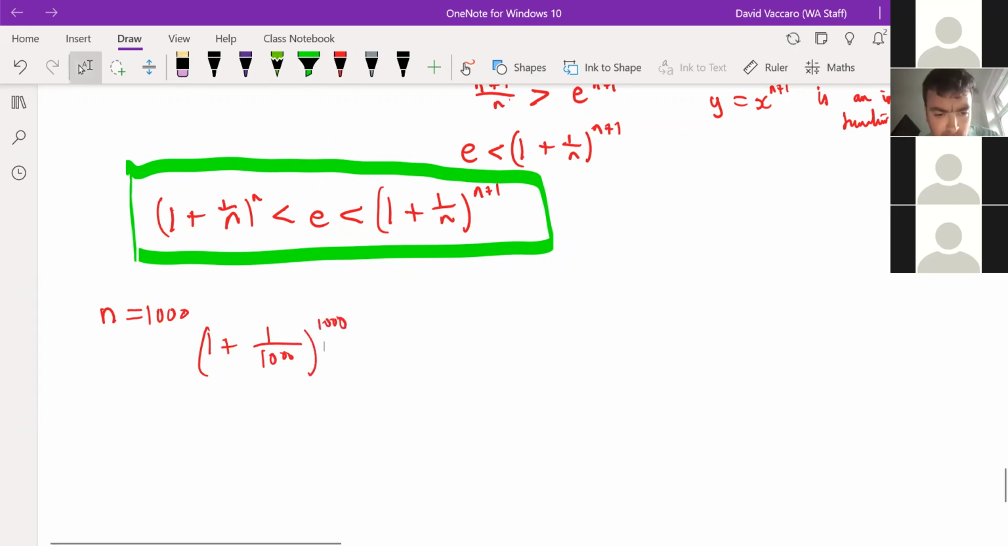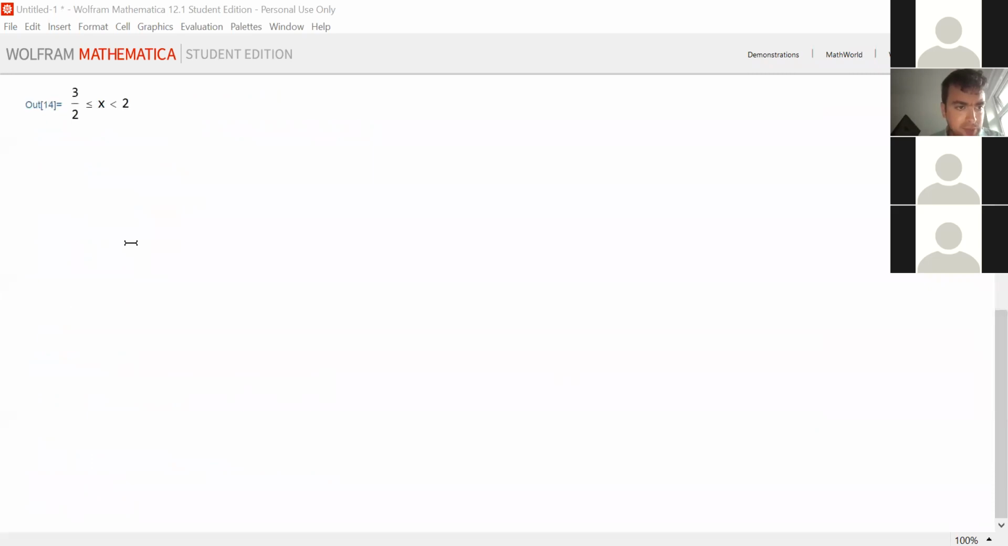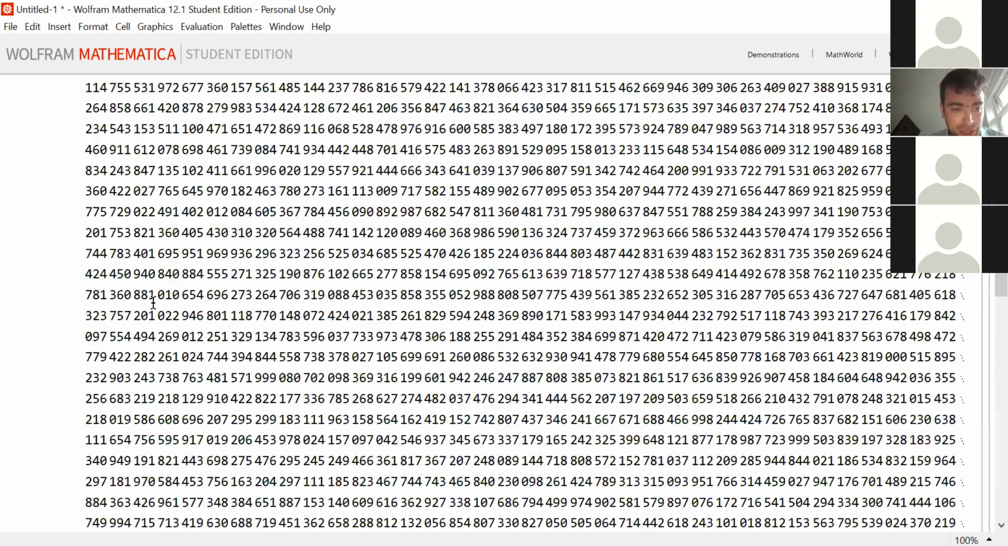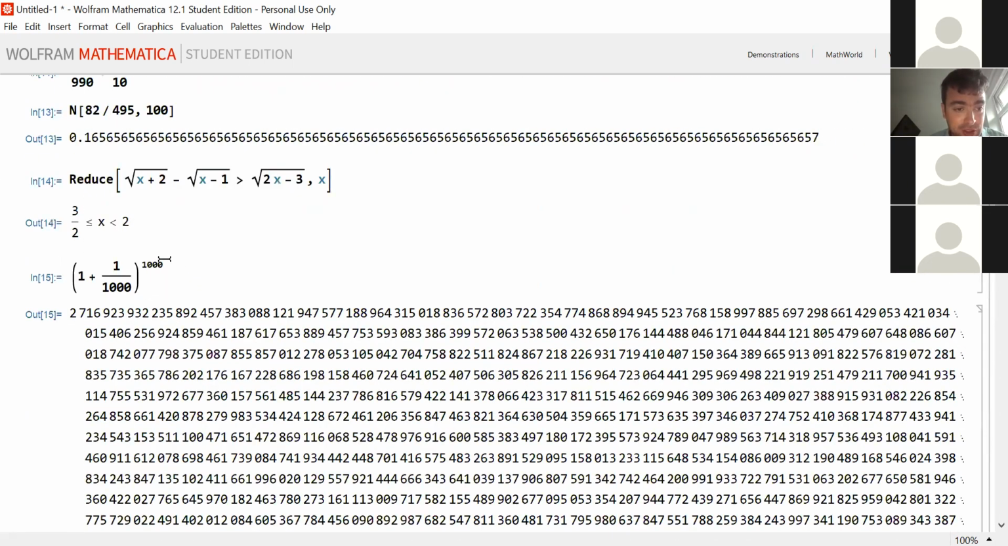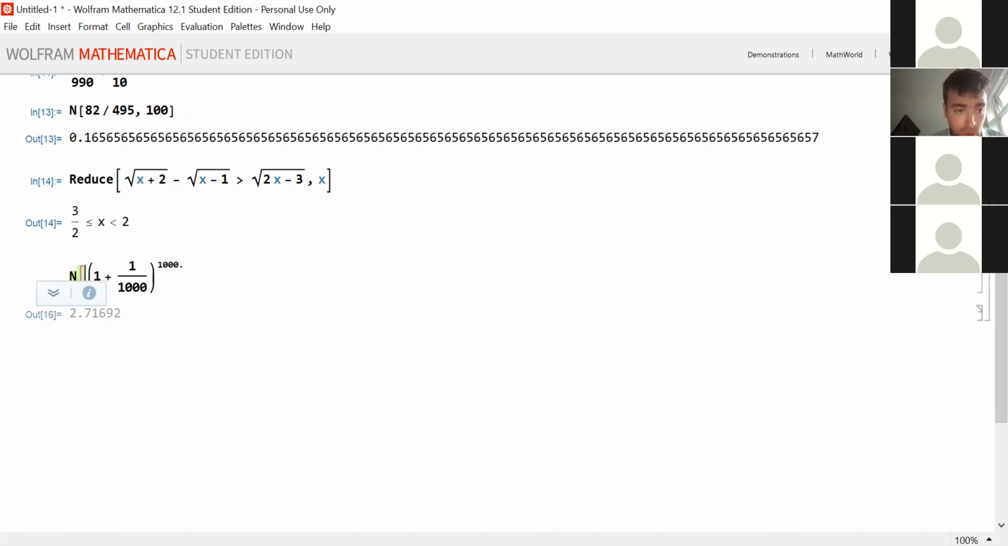Actually, I'm going to stop my share and share a different screen. I'm going to do 1 plus 1 over 1000, raised to the power 1000. Sorry, this machine is a bit too powerful, so it's given it to me as a fraction. But if I do it as a decimal, let's do a few more decimal places.